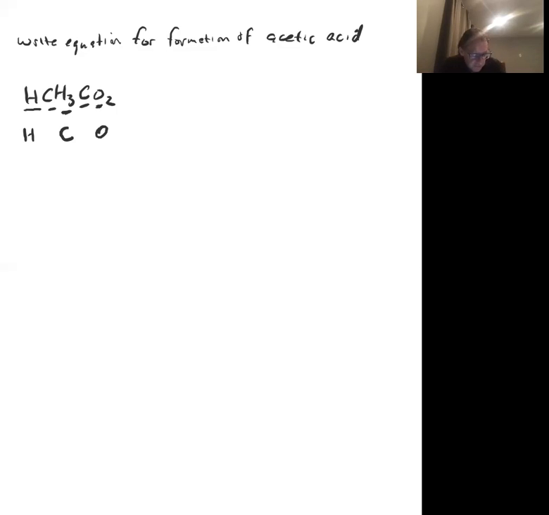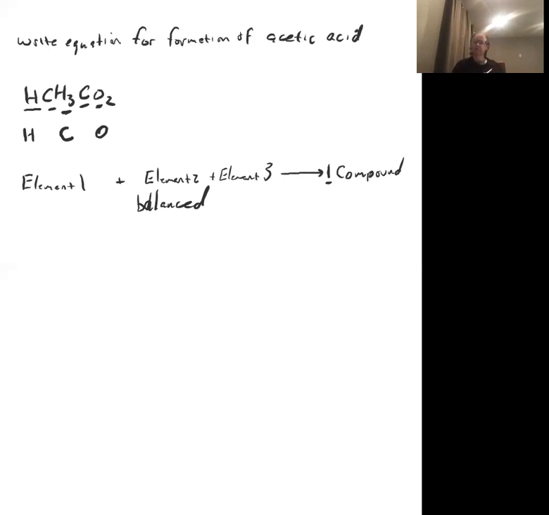The general format is you take the element, so I'll call it element 1, you add it to element 2, you add it to element 3, and then you write an arrow to form the compound. And the coefficient in front of the compound should be a 1. So it's got to be balanced, and then you get your compound. That's what this exercise is asking you to do: write a balanced equation for the formation of 1 mole of that compound, the acetic acid. So here's how you do it.